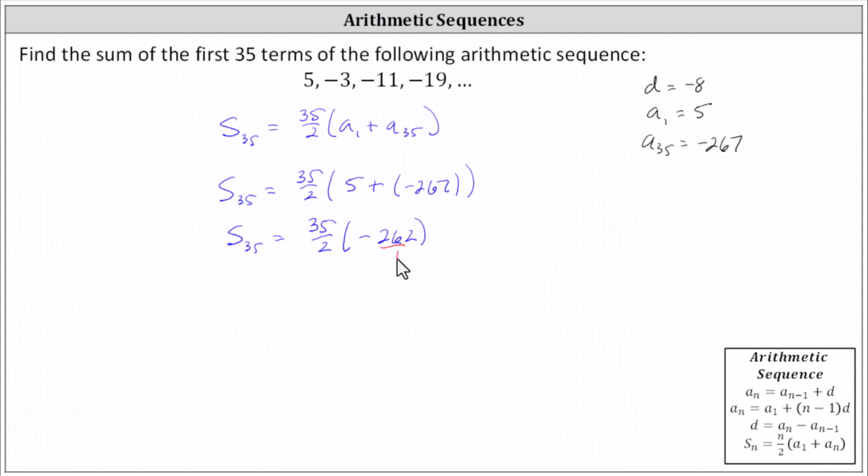Simplifying, there's 131 2's in 262, but because of the negative, this simplifies to negative 131. S sub 35 equals 35 times negative 131, which equals negative 4,585. The sum of the first 35 terms is negative 4,585.